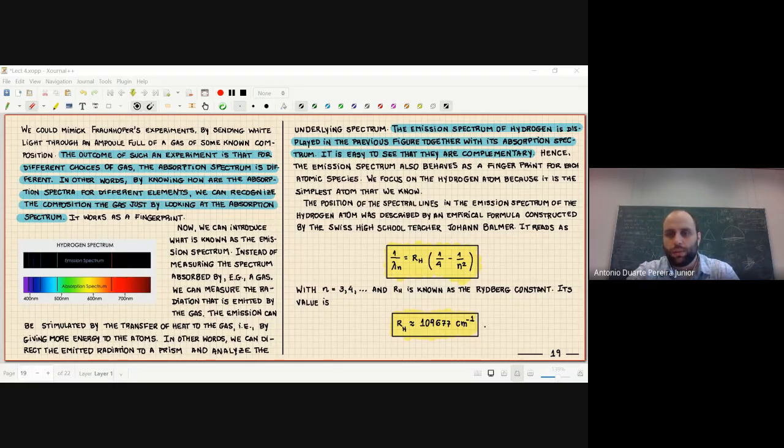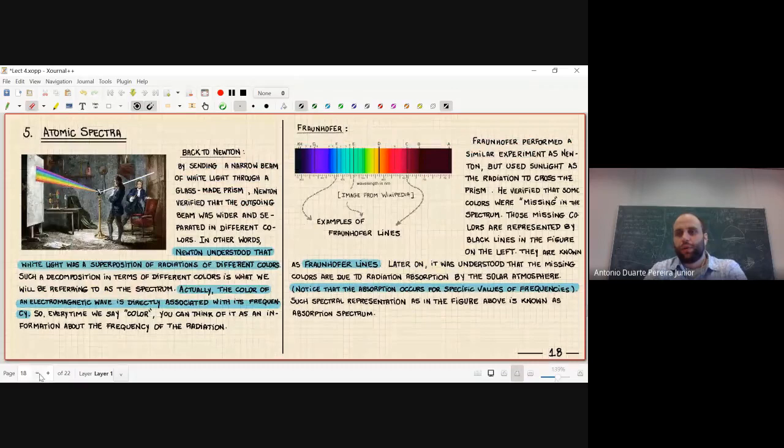Let me just quickly recap what we were discussing before the break. Fraunhofer was passing sunlight through a prism, and what he detected was that the spectral decomposition of the sunlight was such that he saw these dark lines, which are also called Fraunhofer lines, in the spectrum. Namely, some colors were missing.